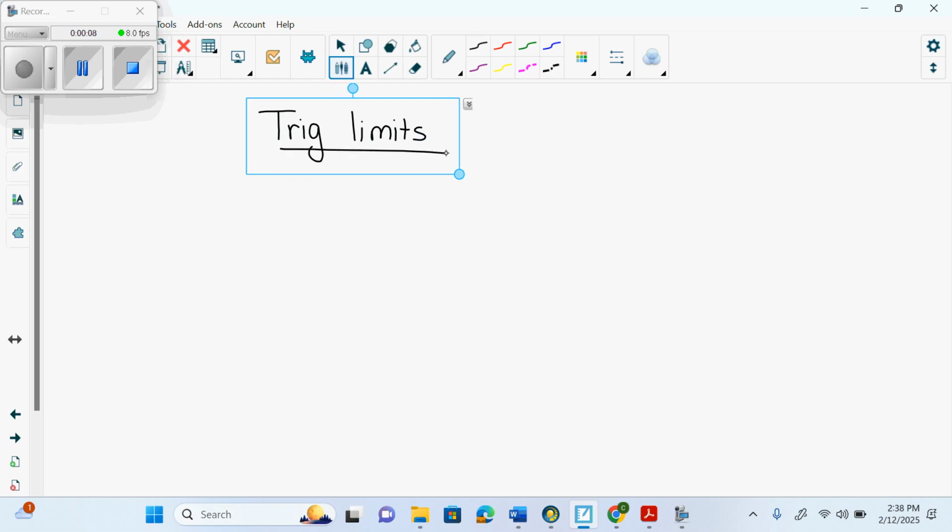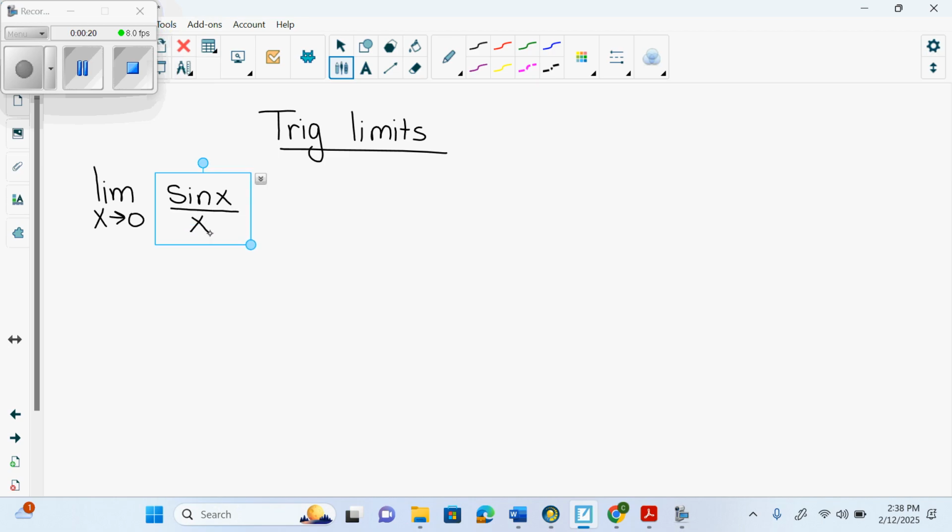So the first one we're going to look at is the limit as x approaches 0 of sine x over x. Can I get you guys to type sine x over x into your calculator in radian mode? You can press zoom trig to get it to show up. We're going to look at the graph.